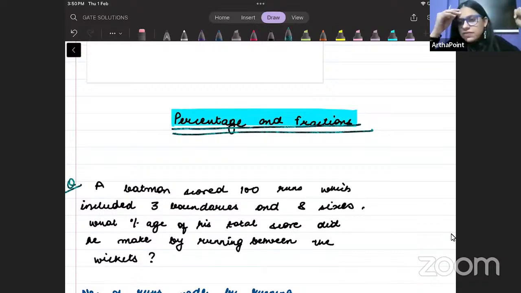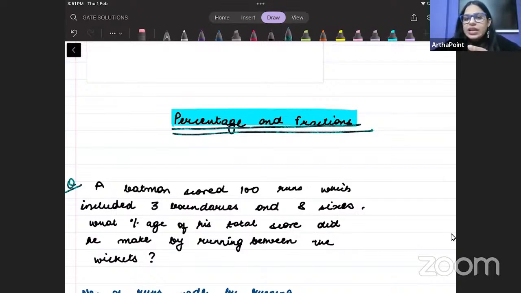Or suppose they will ask you that there is an investment where you're investing your money and it is giving you so much interest rate. But at the same time, there is an inflation which reduces your return by this much percentage. Find the net return, right? So percentage has various applications. Percentage can be clubbed with geometry, with simple interest, compound interest, and with basic questions, right?